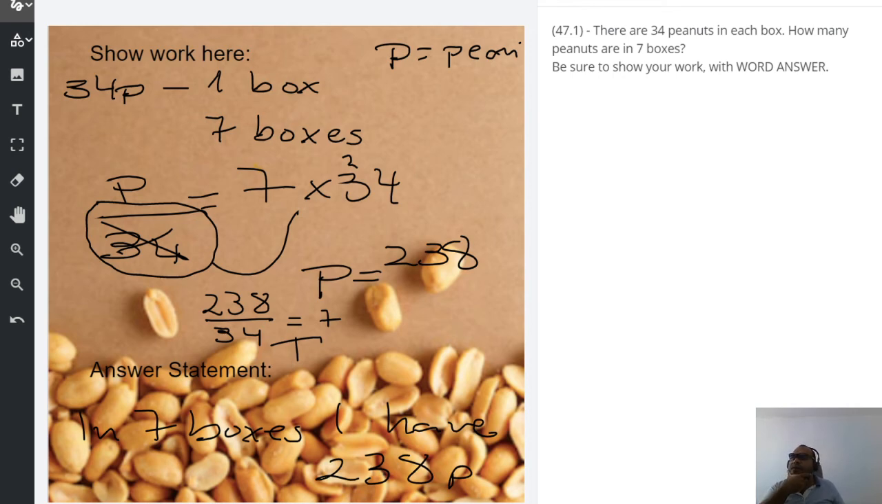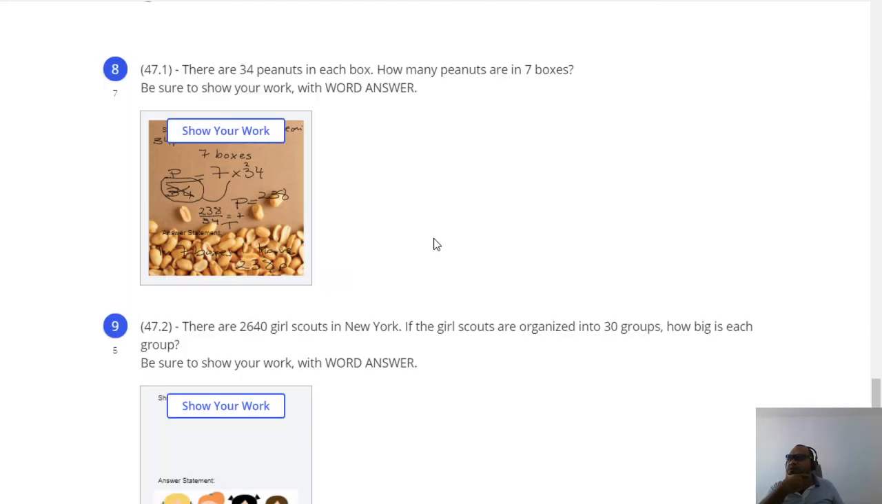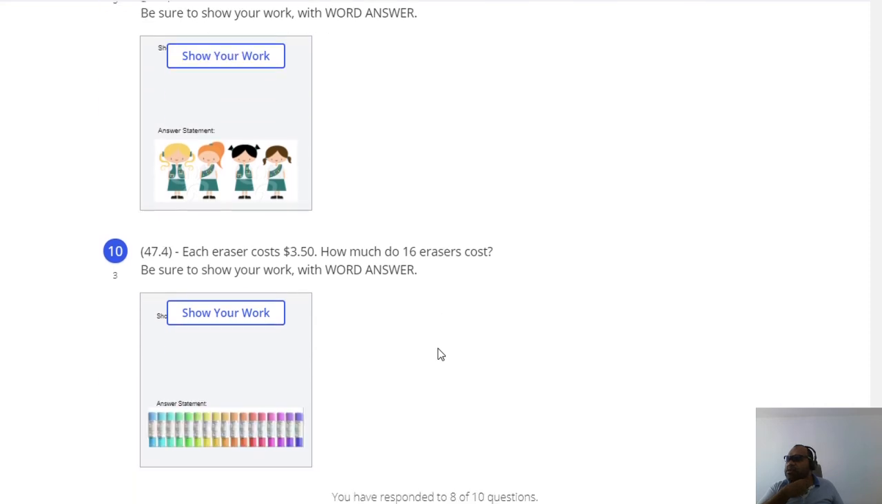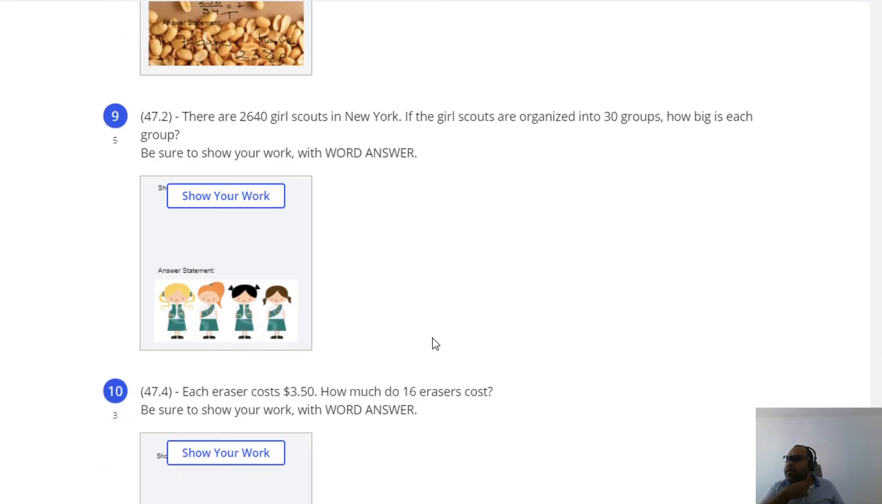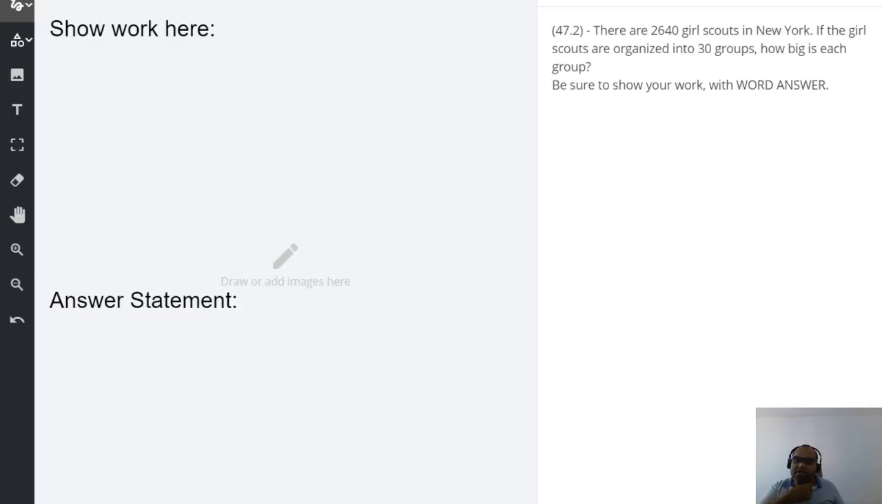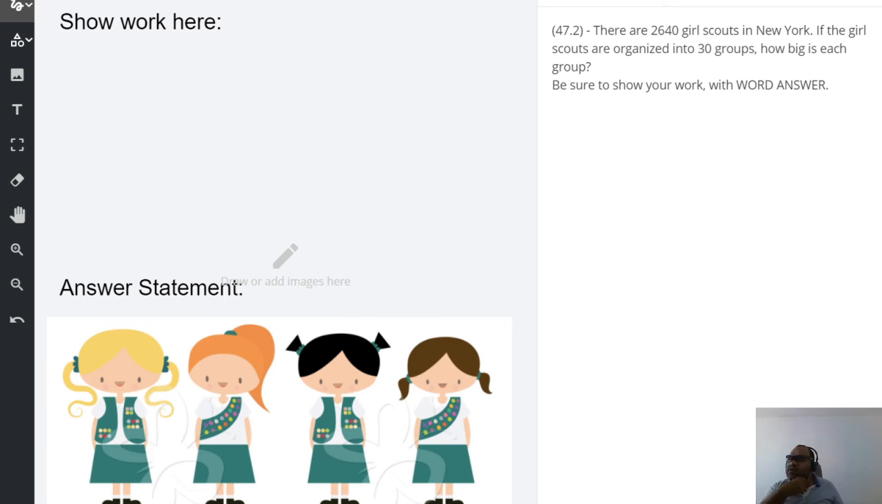I hope. It's pretty simple. We solved this one, and let's go to the last two. That's 2. Number 9. There are 2,640 Girl Scouts in New York. If the Girl Scouts are organized into 30 groups, how big is each group? Guys, the information I got is 2,640 Girl Scouts. If the girls are organized into 30 groups, how big is each group?